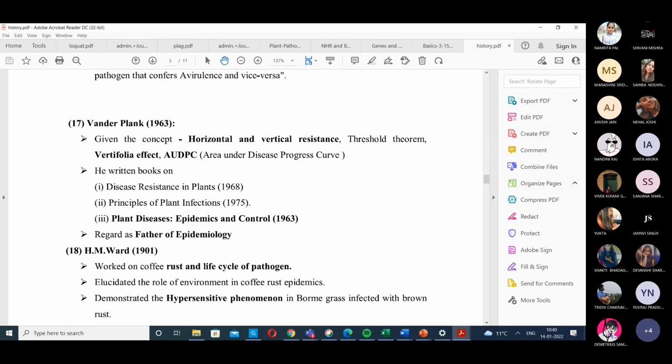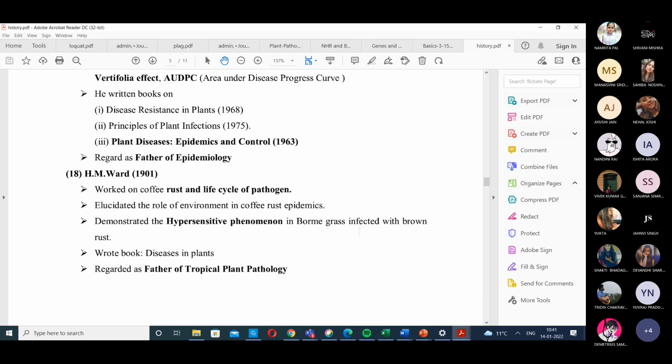Okay, so Vanderplank is also very important because he gave the concept of horizontal and vertical resistance. He has written a few books such as Disease Resistance in Plants, Principles of Plant Infection, Plant Diseases: Epidemics and Control. And he's also known as the father of epidemiology, right?